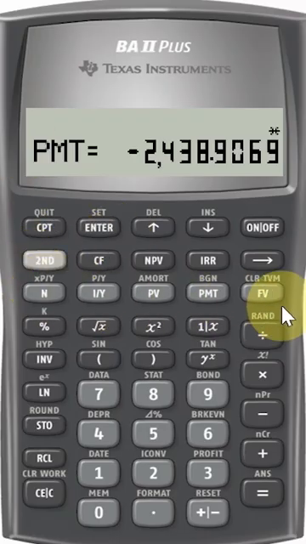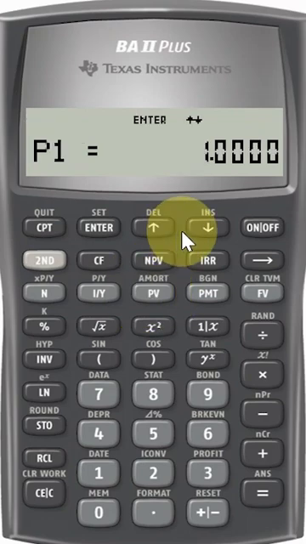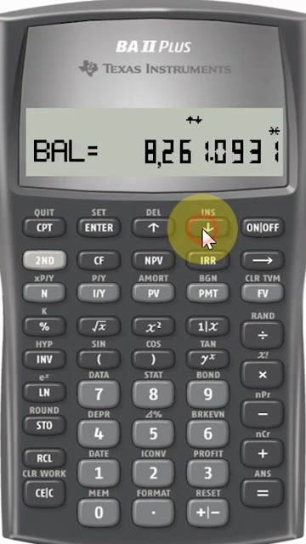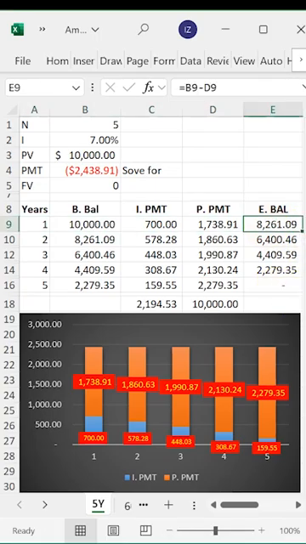So I've already put in all my elements. I've solved for payment. What you're going to do now is you're going to do second and above present value is amort. So P1 is 1, P2 is 1. Okay, it's our first year. Now notice it's going to give us our ending balance first, 8,261. That's exactly what we have here.